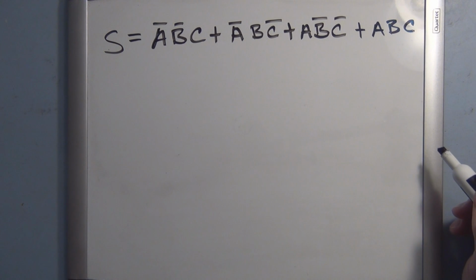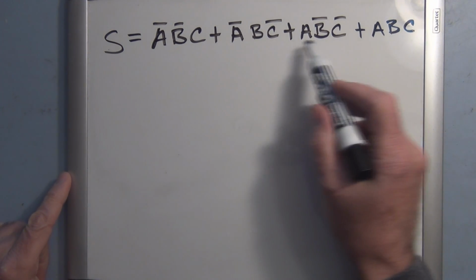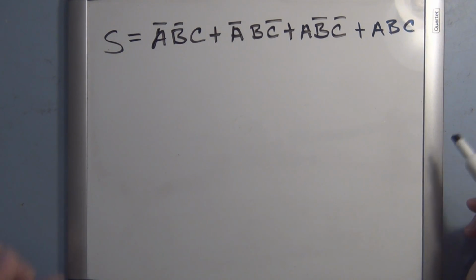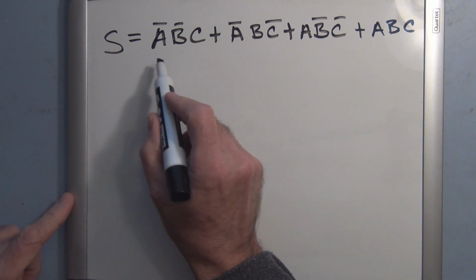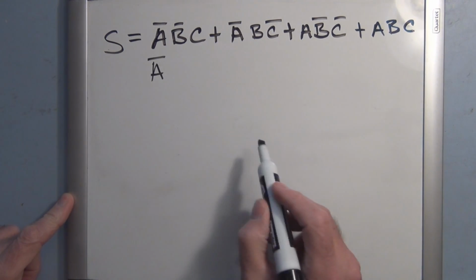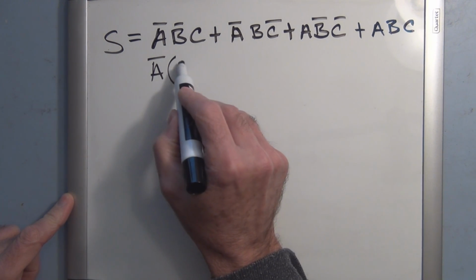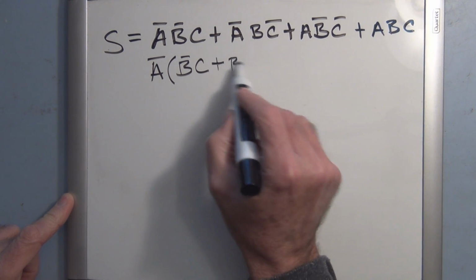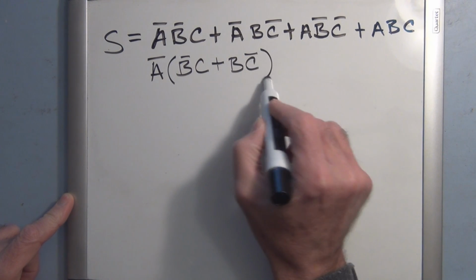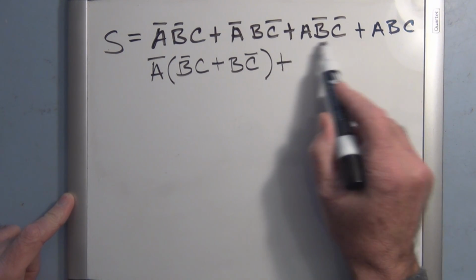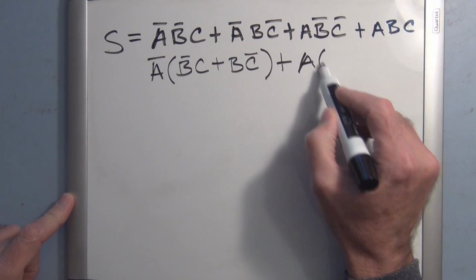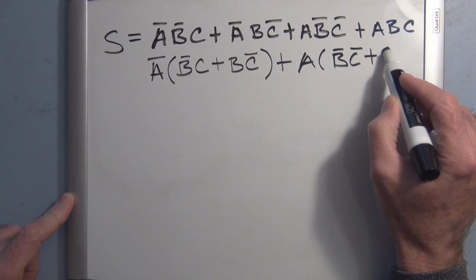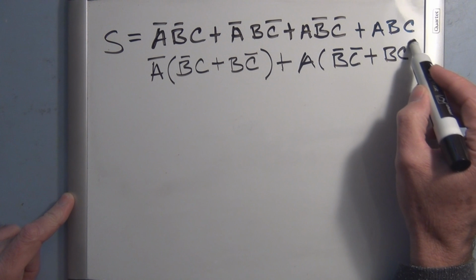So now we need to simplify this expression. None of these terms have two variables in common with any of the other terms, but we can start factoring out. Here we have an A0 that we can factor out. This is B0, C, ORed together with B, C0. And here we can factor out A. So A, this is B0, C0, ORed together with B, C.